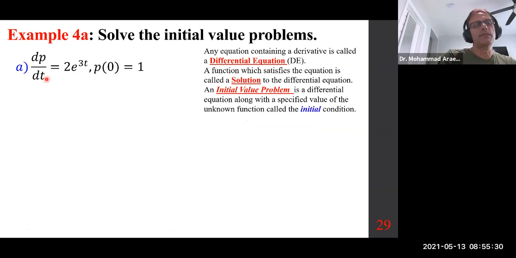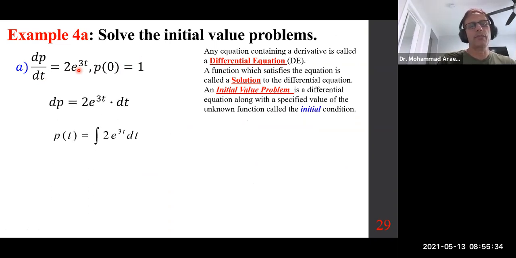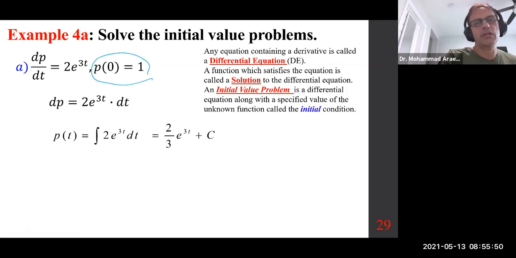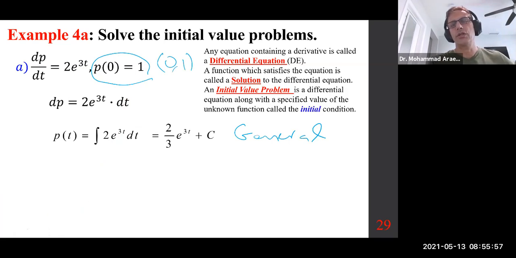So in this case, I'm going to put the dt on the other side, and I'm going to integrate. You remember when you're differentiating, you multiply by 3, but in integration, we divide by 3. And we would be done if we didn't have this pair in essence. This means we have the pair 0, 1. So this is a general solution.